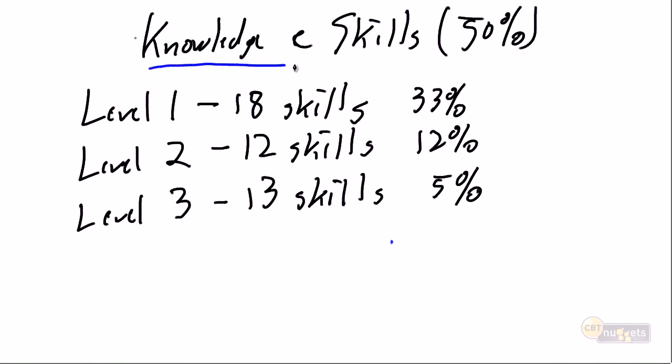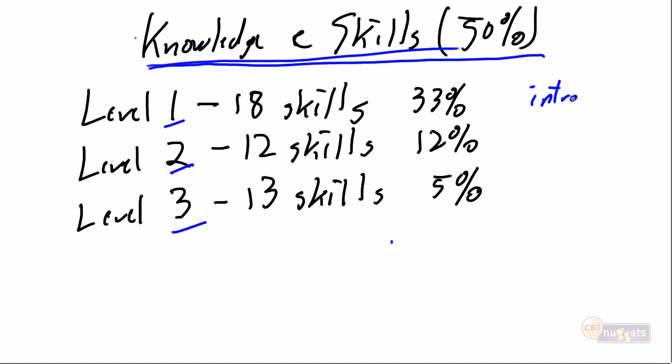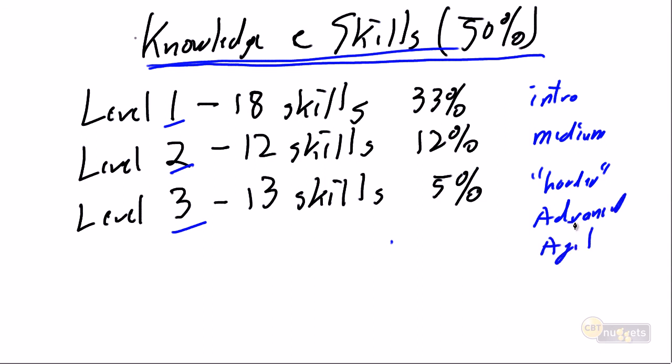And the remaining 50% of your exam questions, again another 60, are going to be around knowledge and skills. Now PMI have broken our knowledge skills down into level 1, level 2, and level 3. And the level 1, 2, and 3 follow fairly standard process. Level 1 are intro, basic, level 2 are medium, and level 3 are truly the harder ones, the advanced Agile principles.